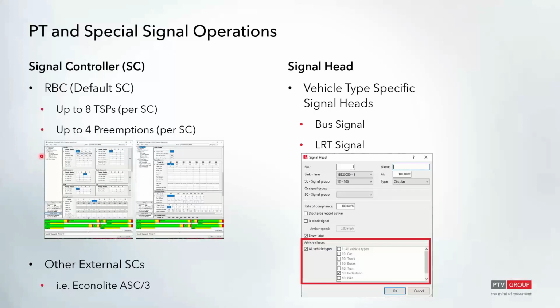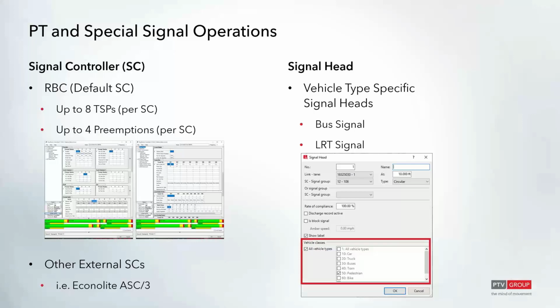You can just click either of those options, or you can expand them. Either of those will then bring up the related tables for each of those options. And from here, you can add in any of the related information for TSP or for preemption. Public transit can also be used with some of the external signal controllers, such as Econolite ASB3.